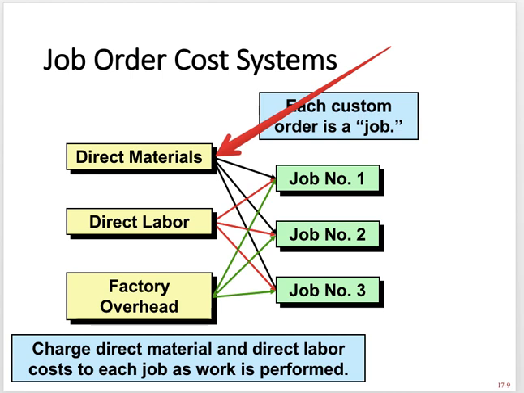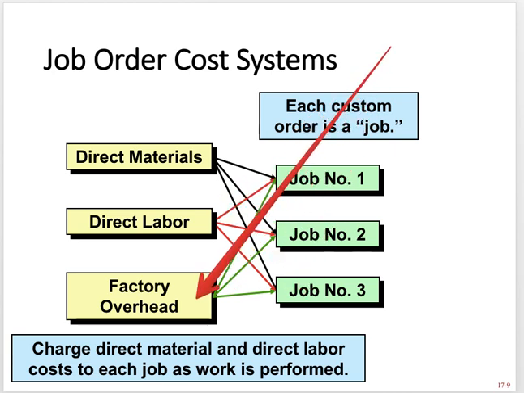So here you see direct materials going to job 1, job 2, and job 3. It's very specific to each job. Same thing with direct labor. We're going to look at the timesheets, and timesheets are going to tell us who worked on job 1 and how long they worked. Same thing with job 2, same thing with job 3.